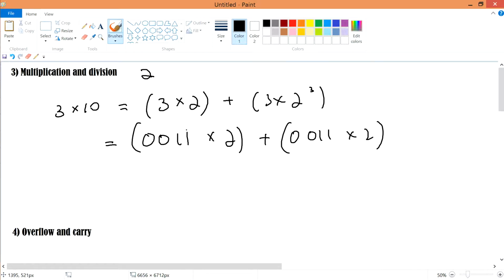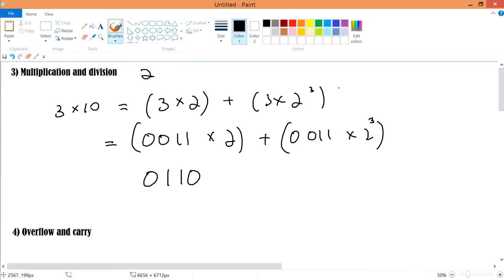If I have a multiple of 2, normally I will want to write it in terms of a power of 2, because our binary is in terms of 2: 2 to the power of 3, 2 to the power of 2, 2 to the power of 1, 2 to the power of 0. So everything is in terms of 2. Therefore, 0, 0, 1, 1 times 2, I'll have 0, 1, 1, 0.